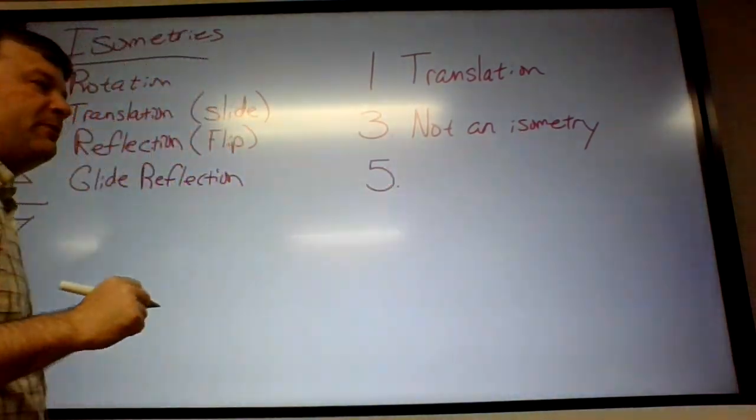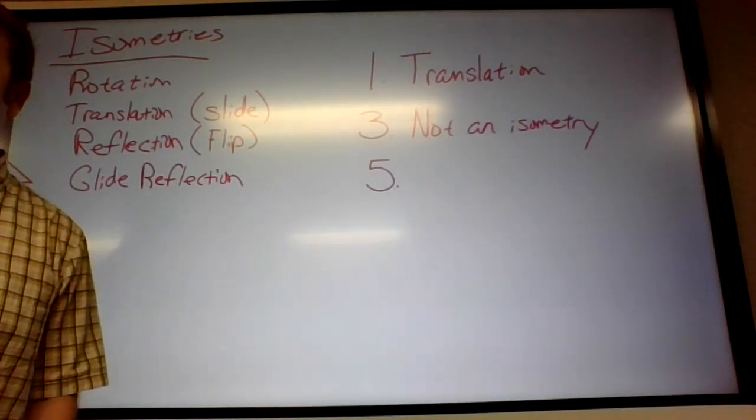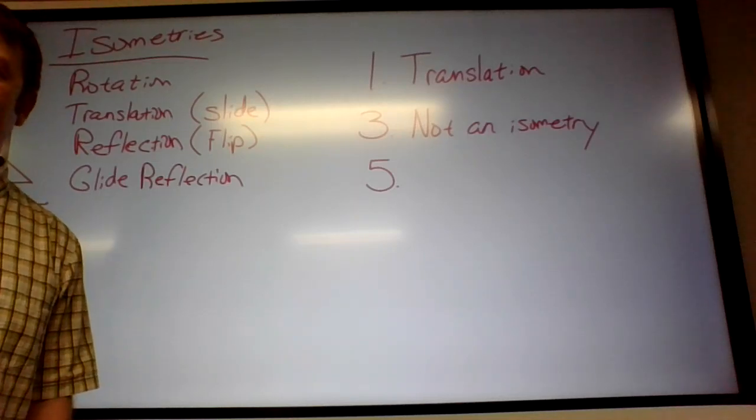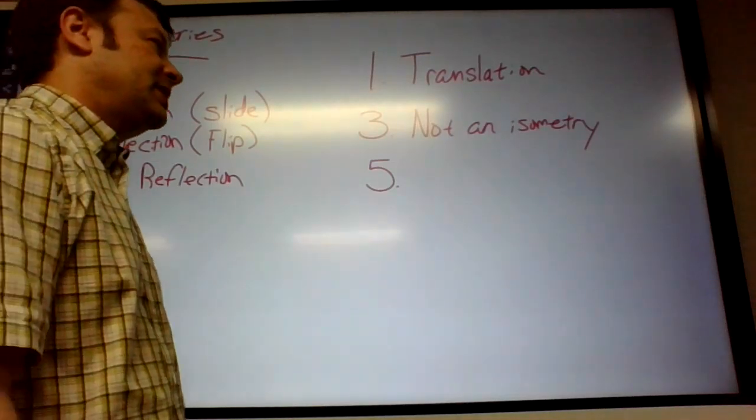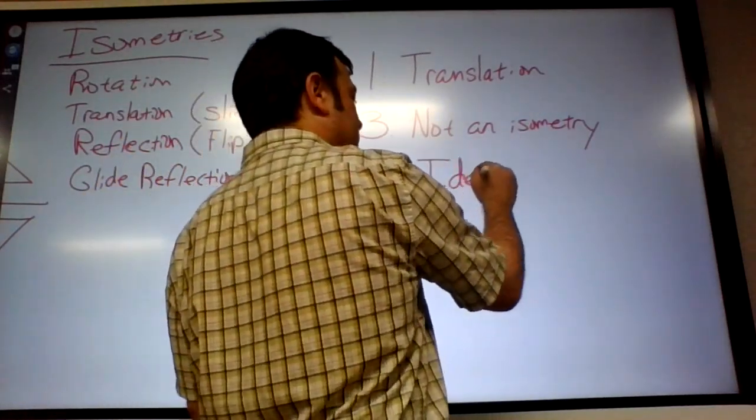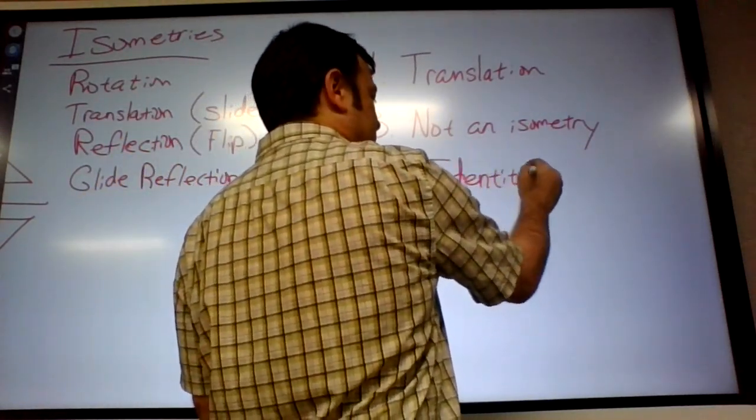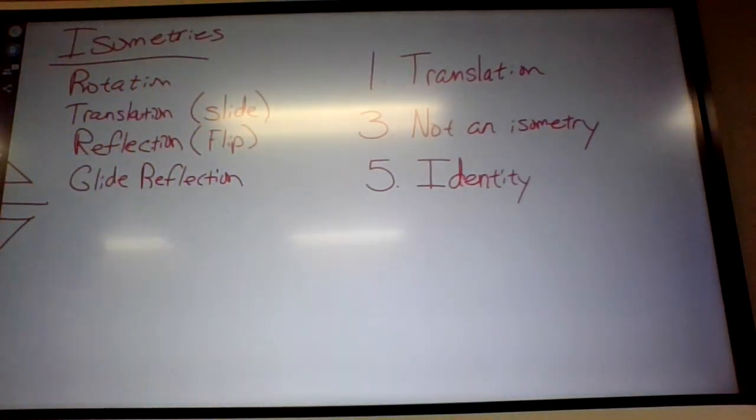All the things that we've done so far have not made the image bigger or smaller. That is not an isometry. Number 5 is kind of silly. The line segment is just staying right where it's at, so it's not really doing anything. I don't really care if you know this one, but the book put identity, as in it just keeps its identity. It just stays what it was.